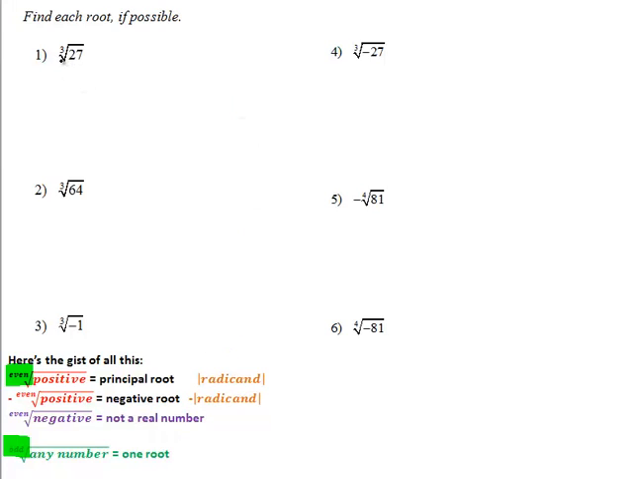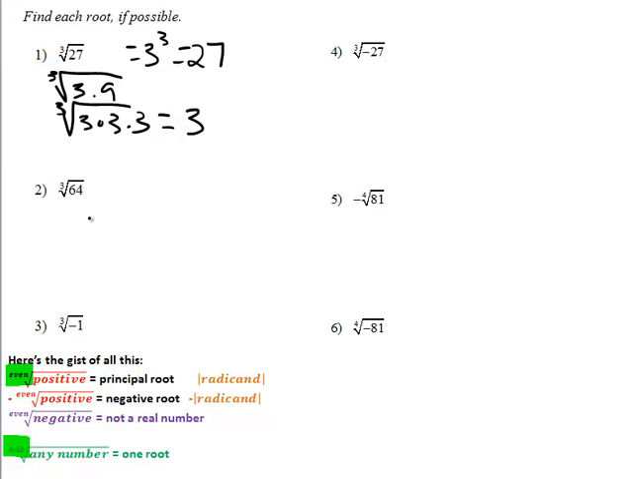Here I have the cube root of 27. So 27, the factors are 3 and 9, right? So 3 and 9 breaks down into 3 and 3. I'm looking for 3 of a kind. I got 3 of a kind, so the cube root of 27 is 3. And if you check that, 3 cubed does equal 27.